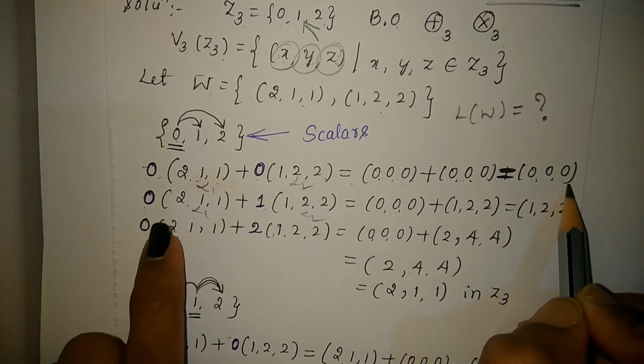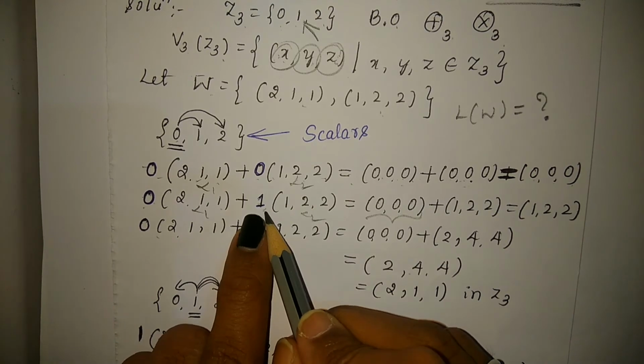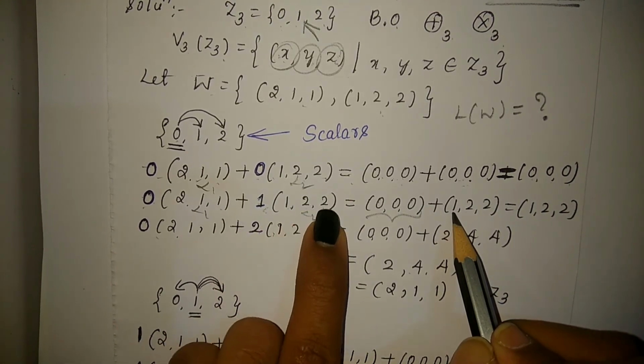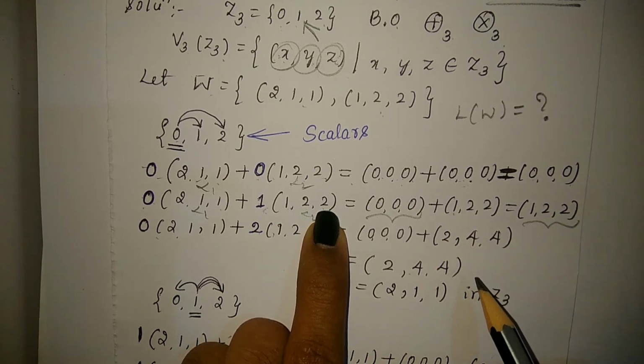Is it clear? Now, 0 with 1. 0 into anything is 0. That's okay. Next, 1 with 1, 2, 2. 1 1 is 1, 1 2 is 2, 1 2 is 2. So that is 1, 2, 2, which is clearly an element of Z3.